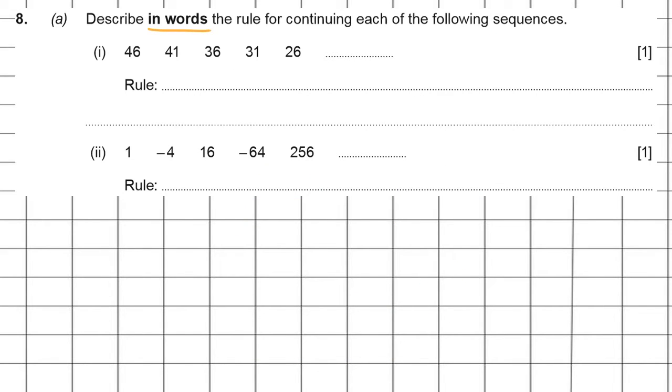Describe in words the rule for continuing each of the following sequences. So 46 to 41 to 36 to 31 to 26. So let's see the difference between all these. And if you were in an exam and you couldn't see it straight away, I would try different things. So say 36 divided by 2, nope, that gives us 18. 41 take away 36 is 5. 36 take away 31 is 5, so therefore we can see this is take away 5, so subtract 5.